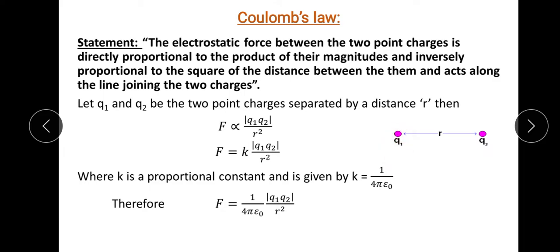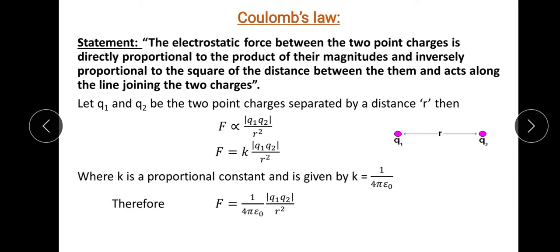You can look at the diagram. There are 2 charges Q1 and Q2 which are separated by a distance of r. Now this charge exerts a force on this charge, and the second charge is also exerting a force on this charge. The force between these 2 charges is given by F is proportional to Q1 into Q2 divided by r square, which means the force is directly proportional to the product of magnitudes of the charges and inversely proportional to the square of the distance.